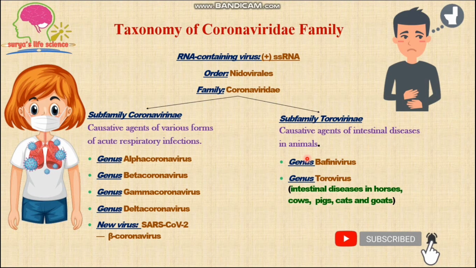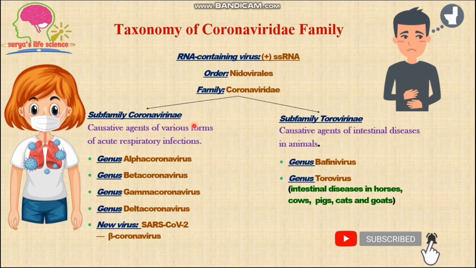Now let us discuss the taxonomy of the coronaviridae family. It is basically an RNA containing virus, that is positive sense single stranded RNA. It belongs to the order Nidovirales and family Coronaviridae. All viruses have this in common, that the family name ends with the suffix viridae, and it has two subfamilies, subfamily Coronavirinae and subfamily Torovirinae. All the viral subfamilies end with the suffix virinae.